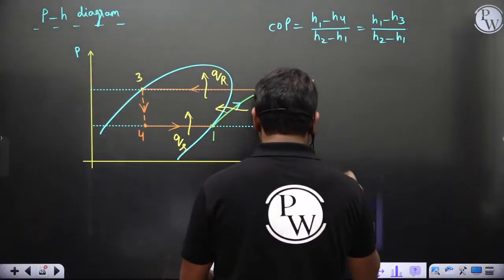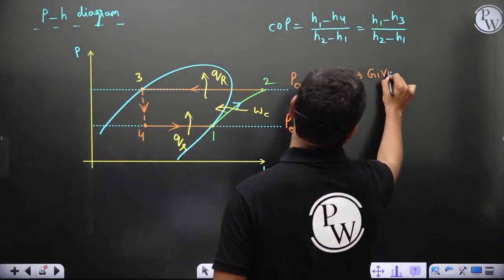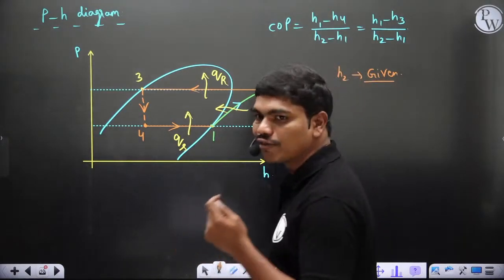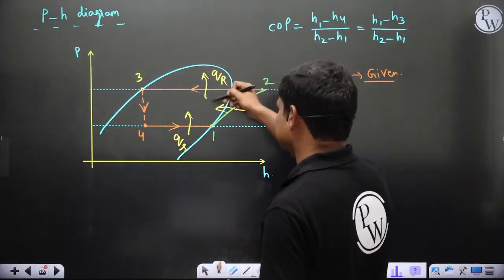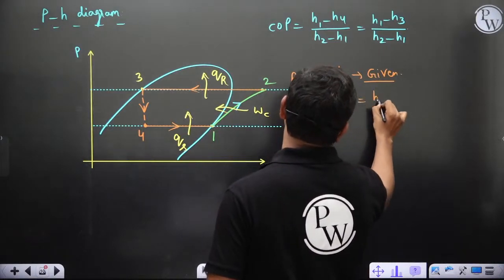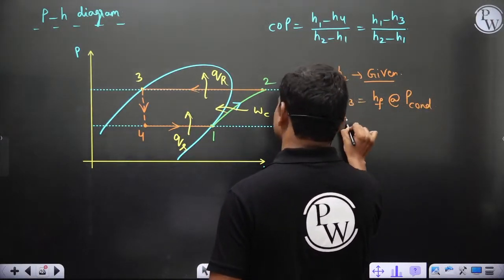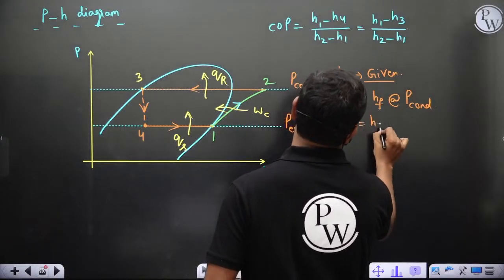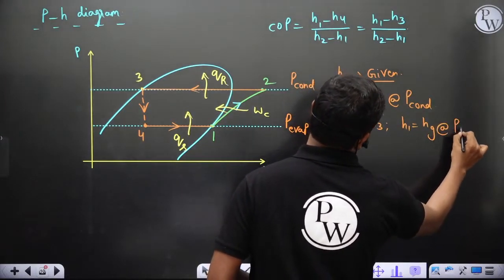H2 will generally be given to you. H2 is given because that's the superheated condition, otherwise they have to give you CP and temperature difference and you can calculate. But generally they'll directly give this H2. Now H3 is nothing but HF at P condenser, and H4 is the same as H3, and H1 is normally HG at P evaporator.